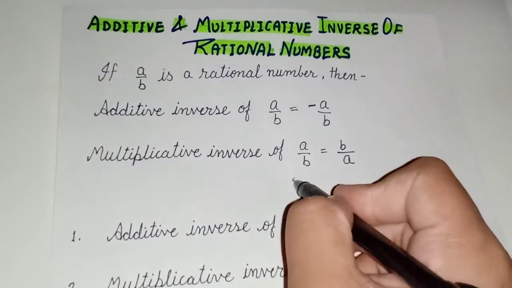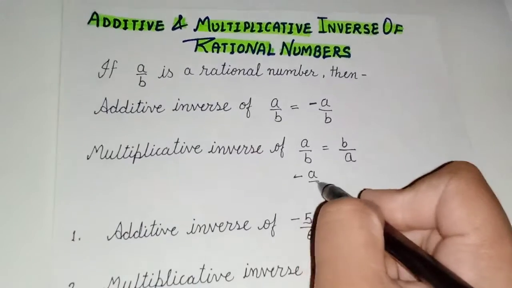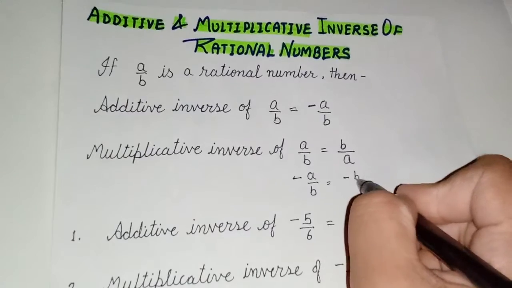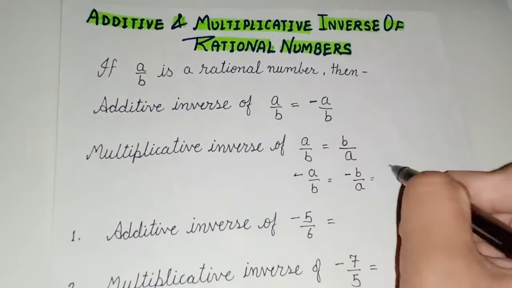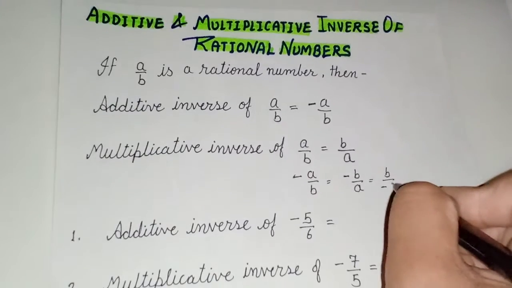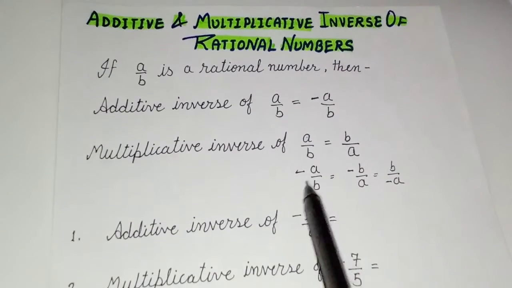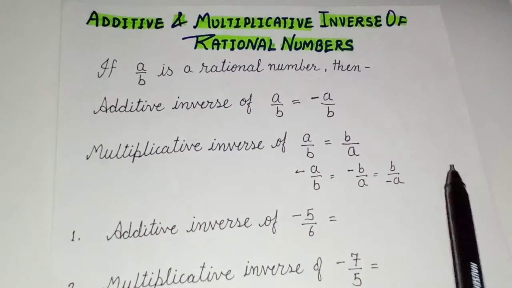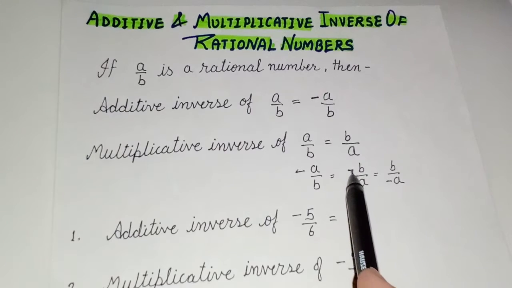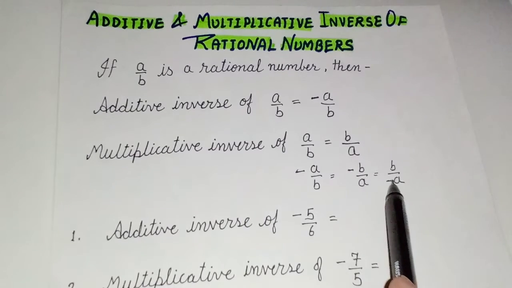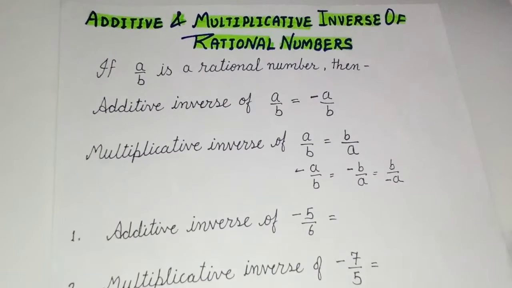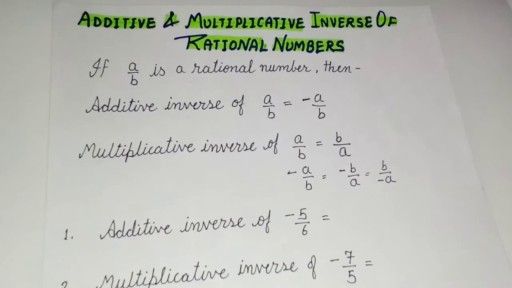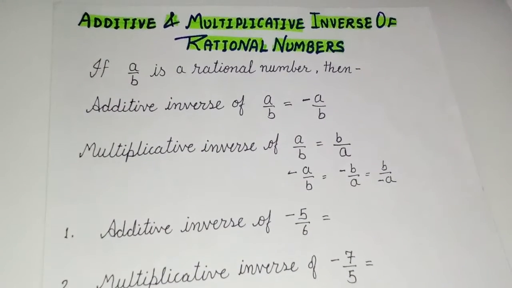Like for example, if I have to write multiplicative inverse of minus A upon B, so it will be minus B upon A or B upon minus A. Doesn't make any difference, as this rational number was negative, so its reciprocal will also be negative. It doesn't make any difference whether you are putting this minus sign with numerator or with the denominator. Is it clear? Now we are going to write additive inverse and multiplicative inverse of few rational numbers, so it will be more clear to you.